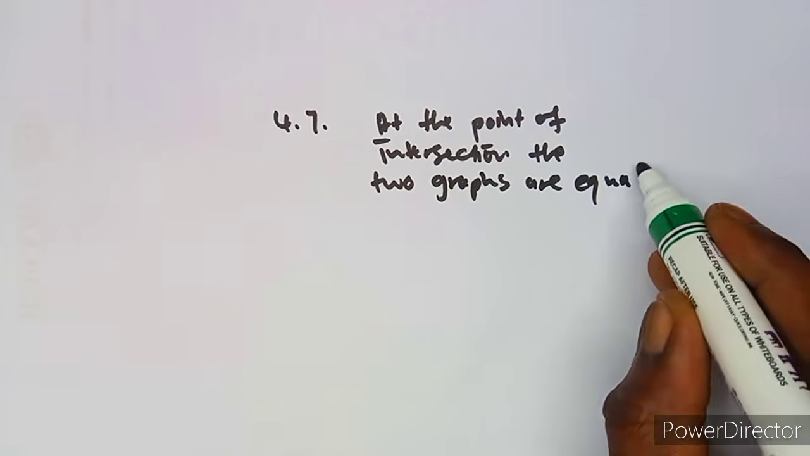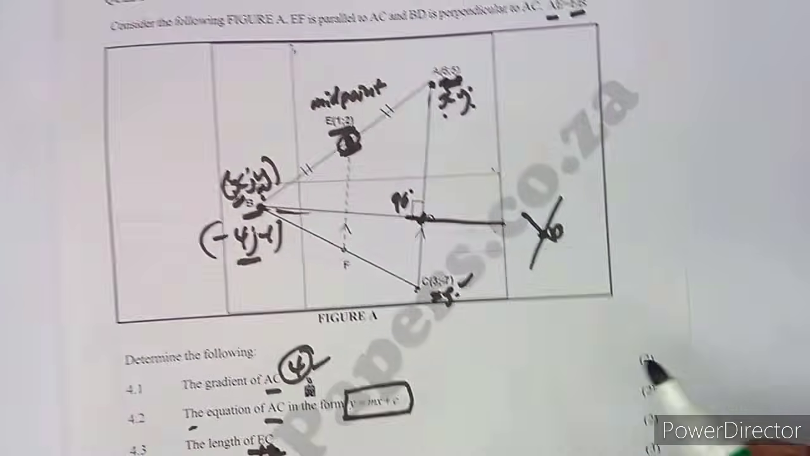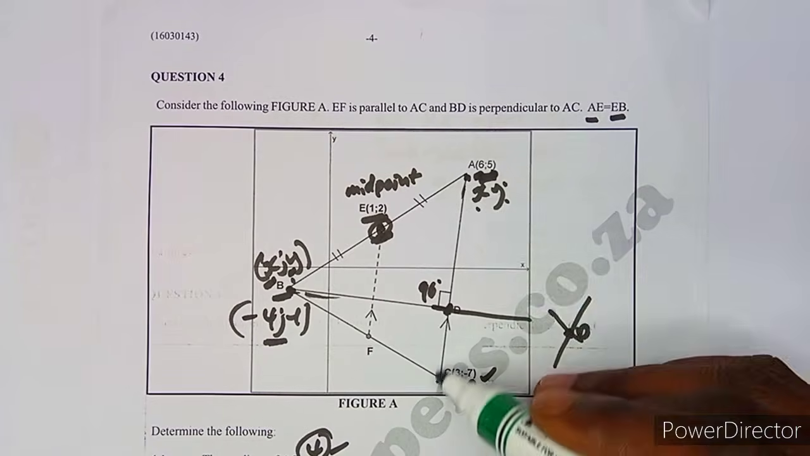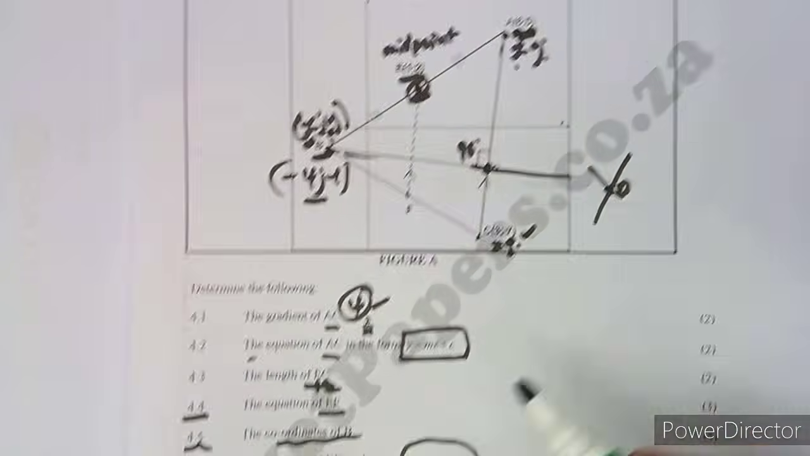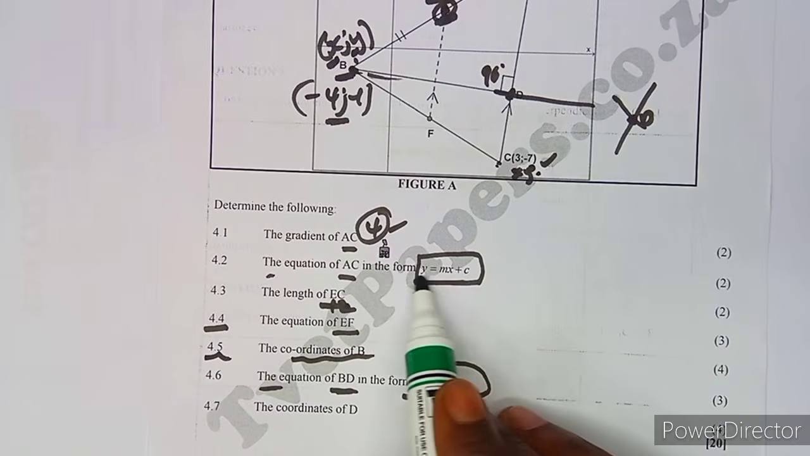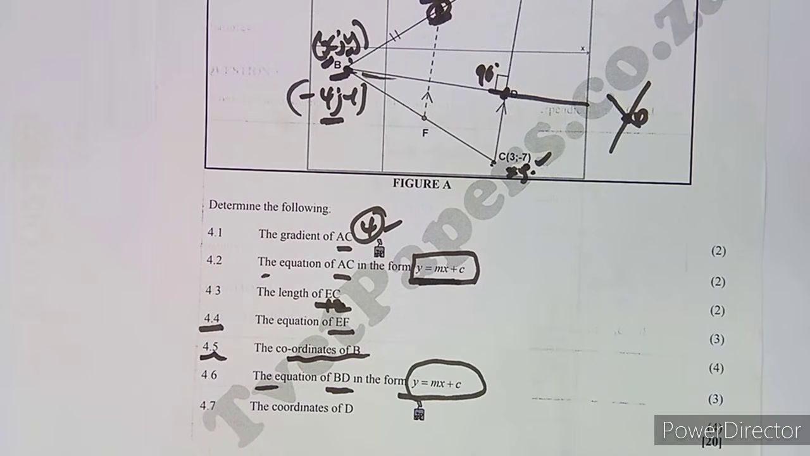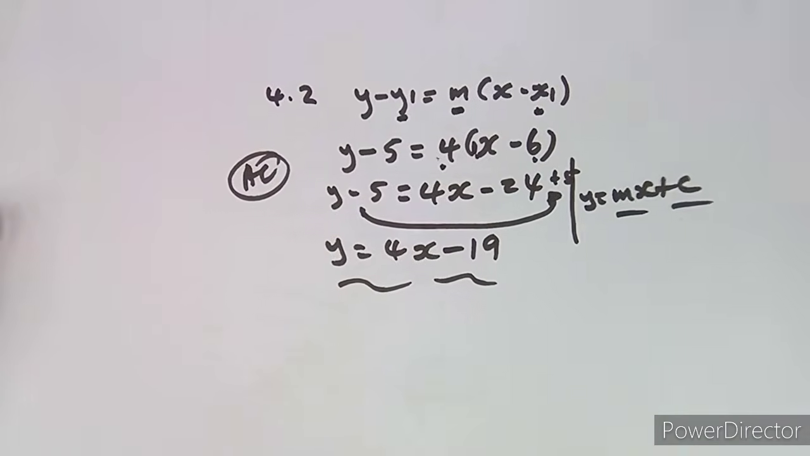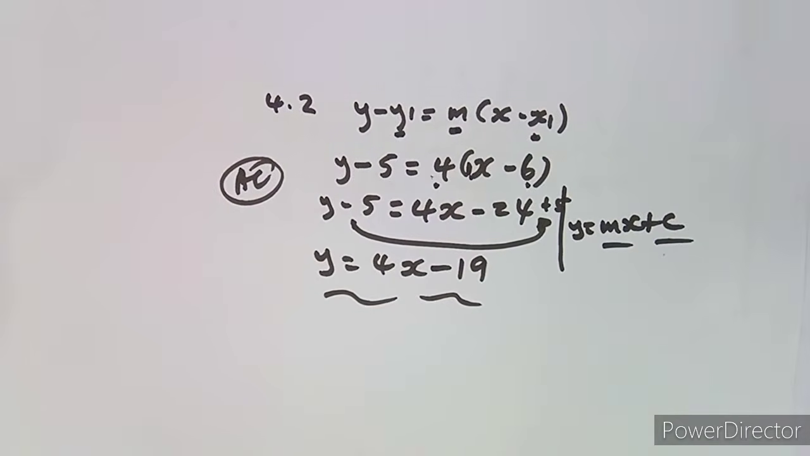So if the two graphs are equal in this case, we mean this graph of AC, this line AC, which we found its equation on 4.2 because the line AC is there. On 4.2 there we calculated this. So let's cross-check what we had on 4.2. This was the equation of line AC, which is y = 4x - 19.